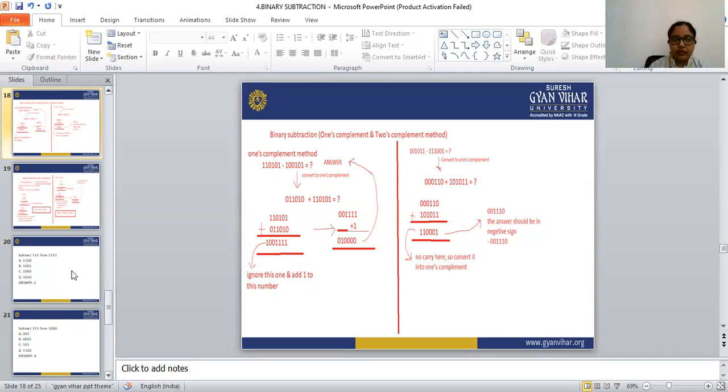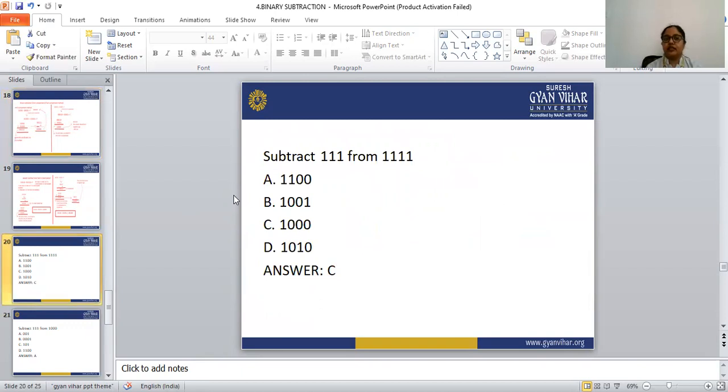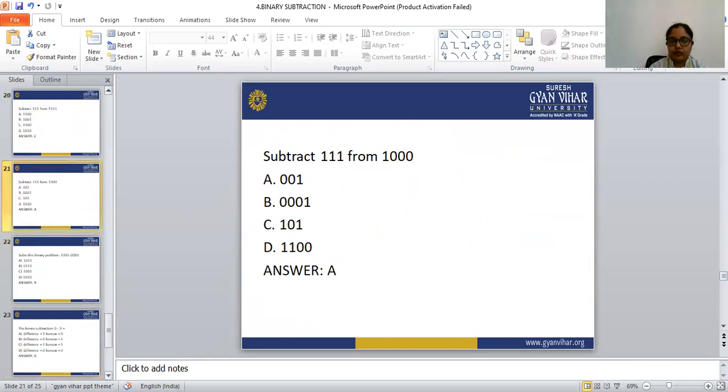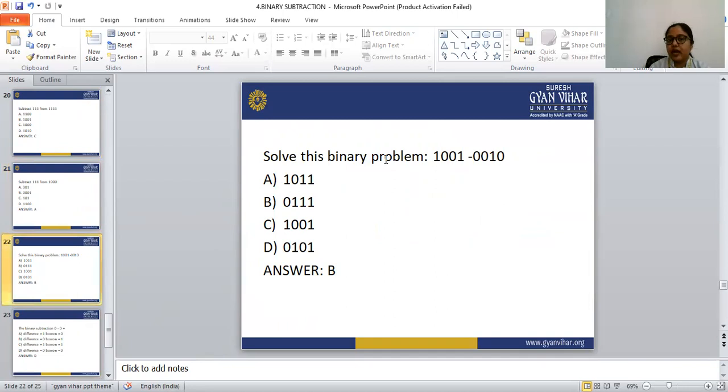Let's see some MCQs regarding this topic. Subtract 111 from 111. The correct answer is 1000. Next, subtract 11 from 1000. The correct answer is 001. Solve this binary problem: 1001 minus 0010. The correct answer is 0111, so B is the correct answer.